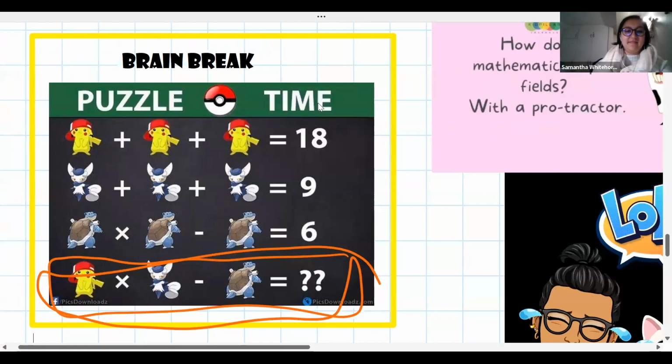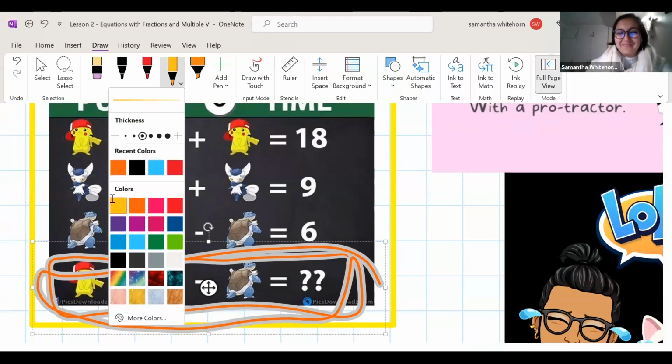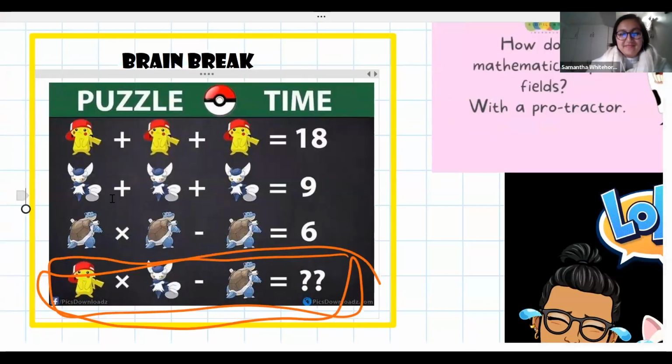Okay, so I first started by checking the Pikachus, which I saw. I divided by 3, which is 6. So the Pikachus are equal to 6. I checked the other Pokemon and I saw the second ones were 3 because I divided the 9 by 3, which gave me the value.